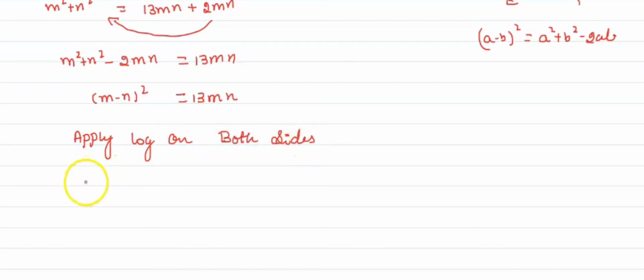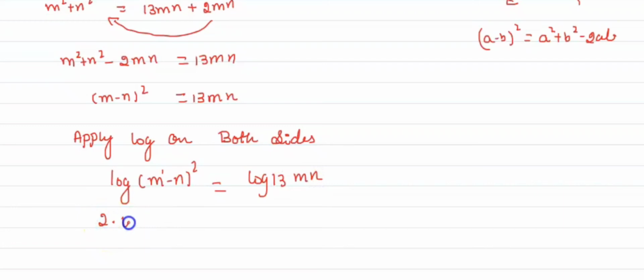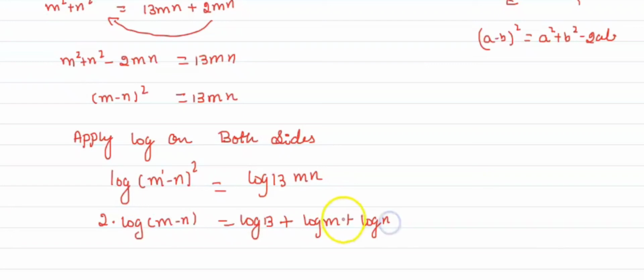So that is log of (m minus n) whole square will be equal to log of 13mn, and split this. This you can write as 2 times log of (m minus n), equal to log 13, individually I can split, plus log m plus log n. Hope you understood. Okay, this is your hence proof. What is there in the question?